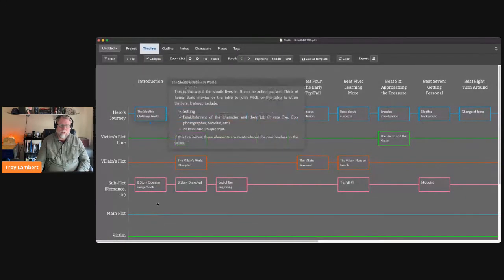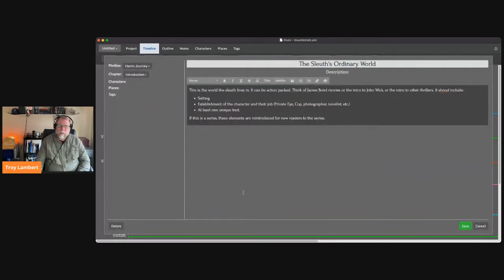If you're familiar with the hero's journey, typically what you start with is the hero's ordinary world. We look at what their world is like from day to day. And so in the sleuth's journey, you start with the sleuth's ordinary world instead. Now you can see when I click into the scene card that there's a bunch of information here. Where does he live? What's the setting?